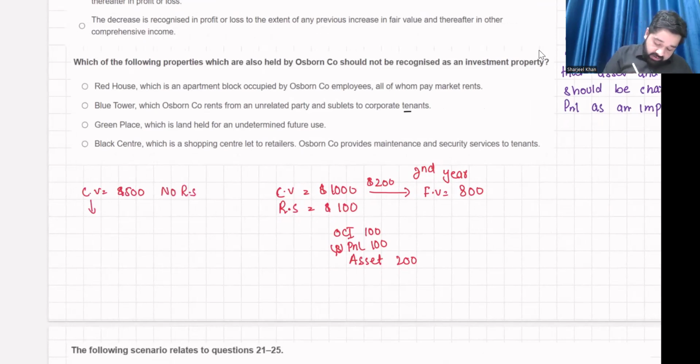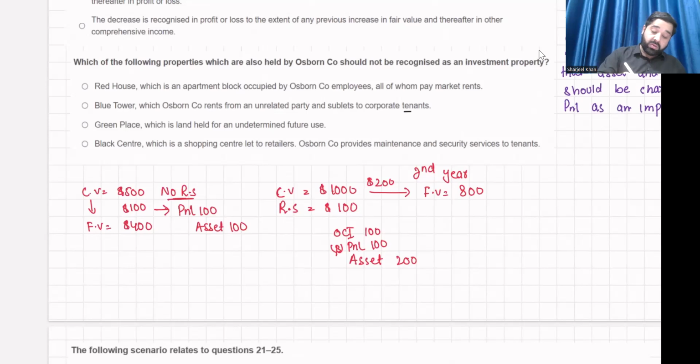And then in the second year, the fair value for this property is $400. Now, no revaluation surplus, no other comprehensive income is present for this asset. Then this decrease of $100 should be charged immediately to profit or loss. Then the double entry will be profit or loss debit $100, and this asset should be credited by $100.